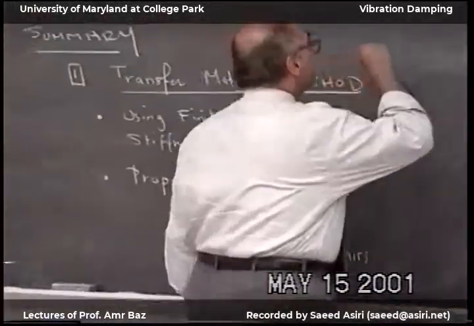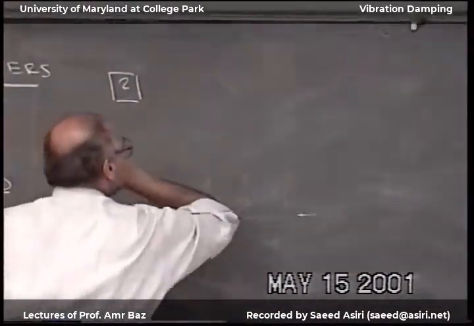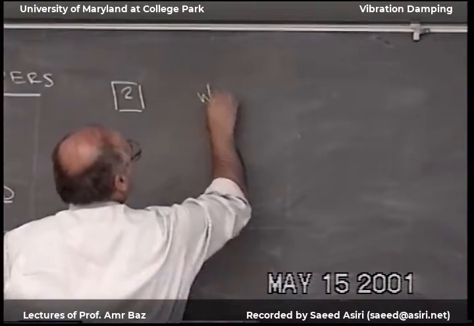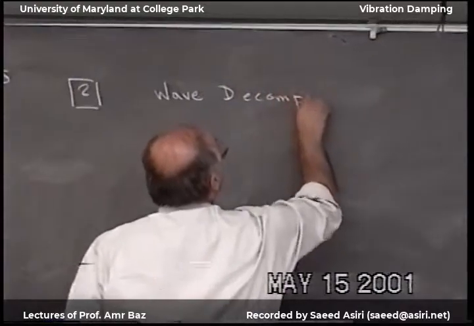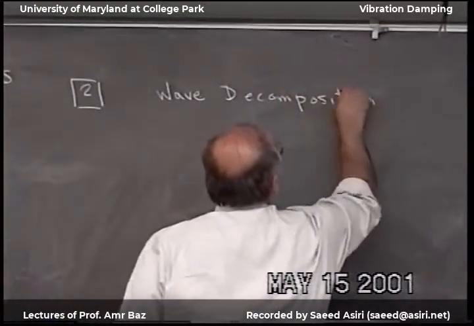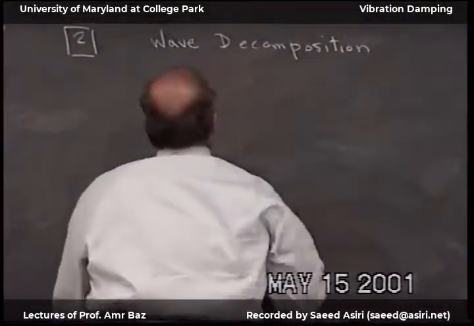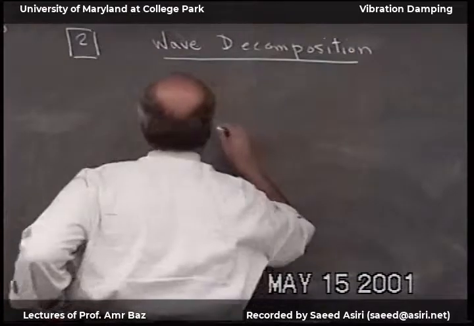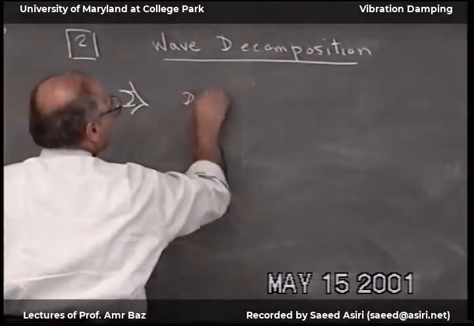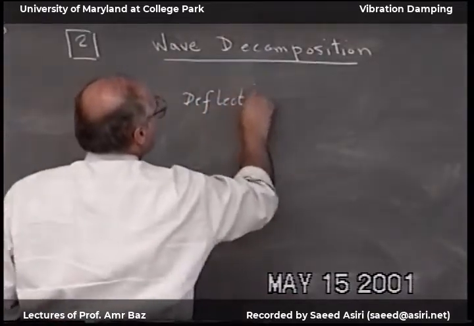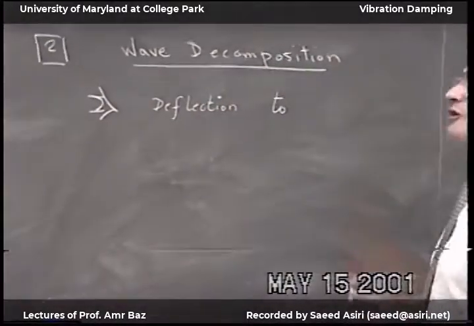Then number 2 here, we did wave decomposition. Wave decomposition. This will relate the deflection to 2 waves traveling in two opposite directions.